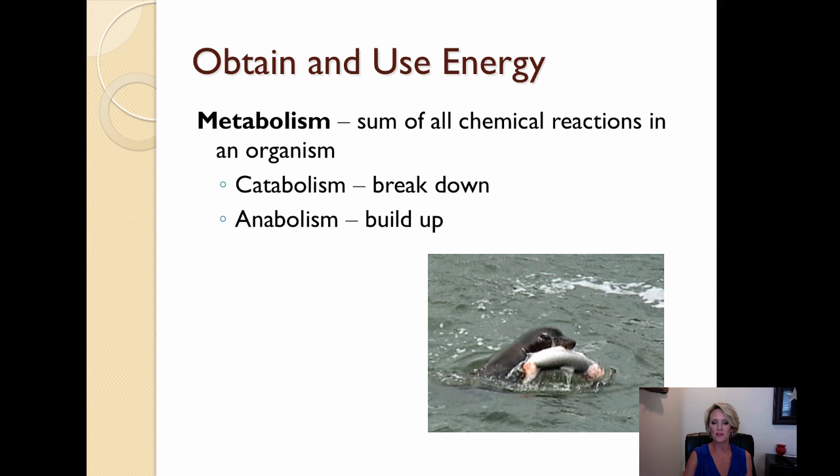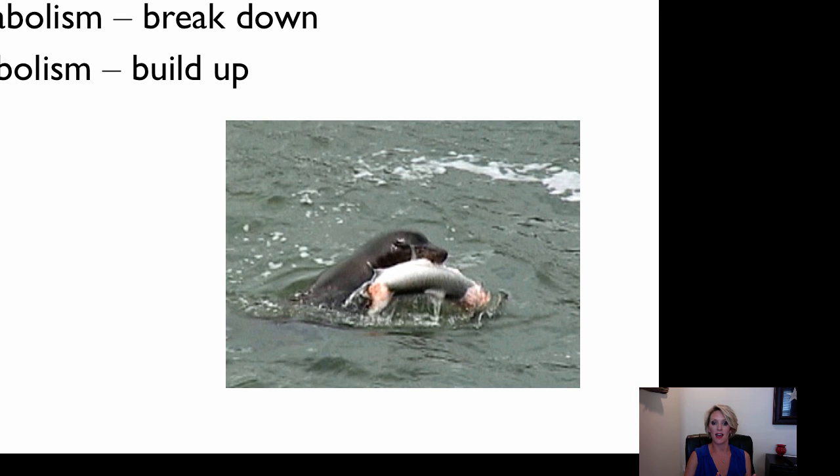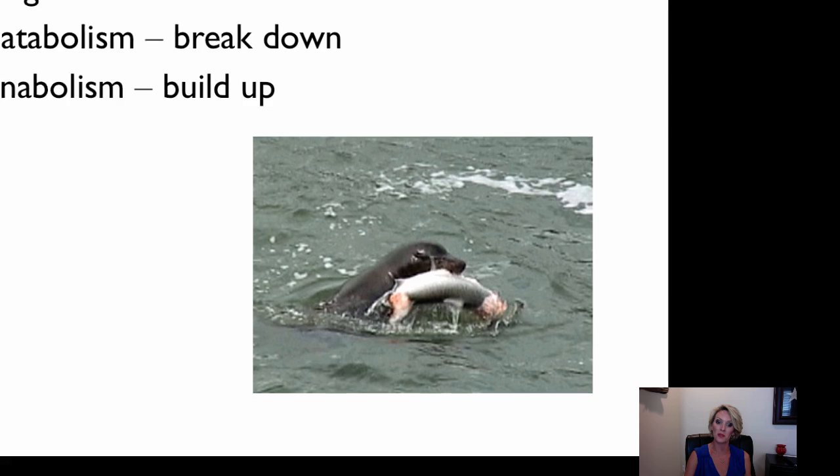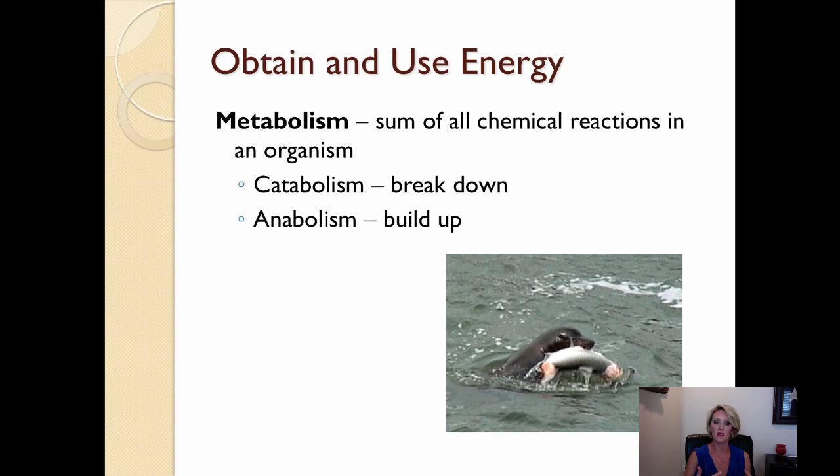And this picture of the seal and the fish is a great example of both catabolism and anabolism, because this seal, once it has ingested the fish, is going to start breaking down those molecules through a series of reactions through the digestive system. And then those molecules are going to be reassembled in a different manner so that it can form the seal's hair or replace eye cells or skin cells.